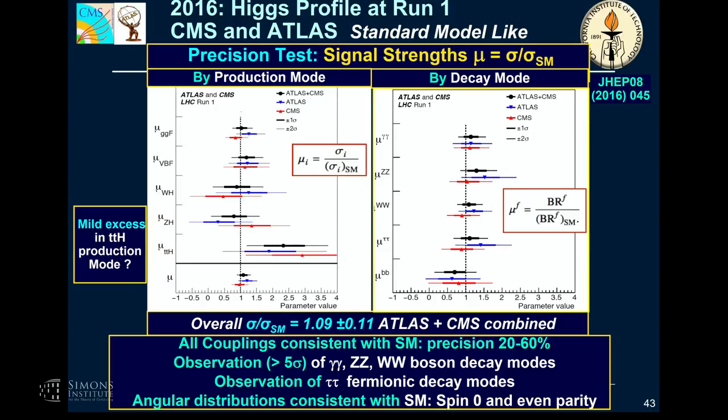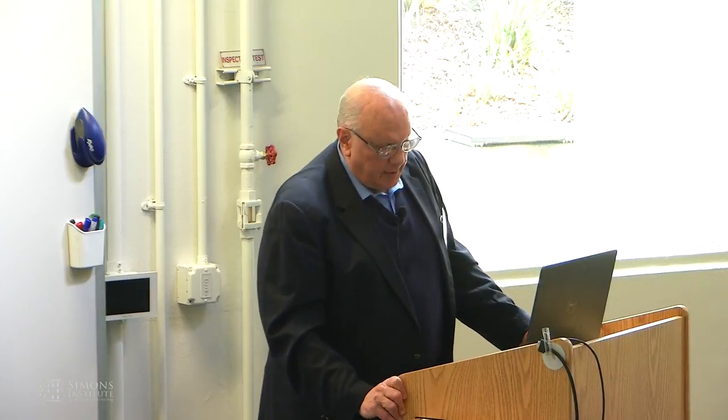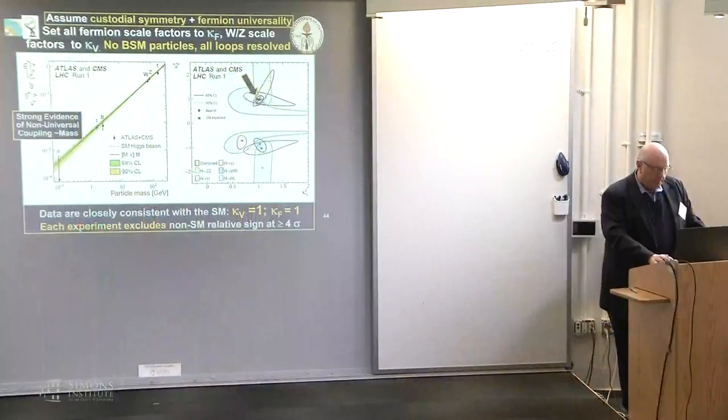And both experiments have looked at the details. I'll say a few words about the final configuration of what's produced in some of these channels, which are illuminating in terms of the properties of the decay, and also shows that it almost certainly is a particle with zero angular momentum, which is what is predicted as the Higgs boson in the standard model.